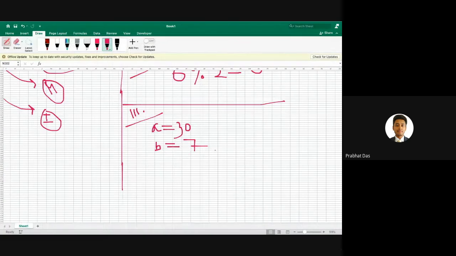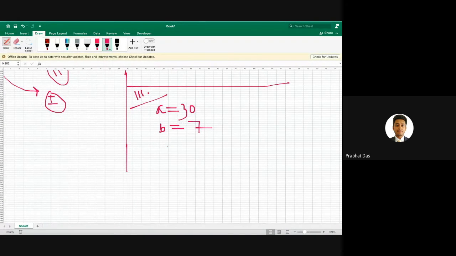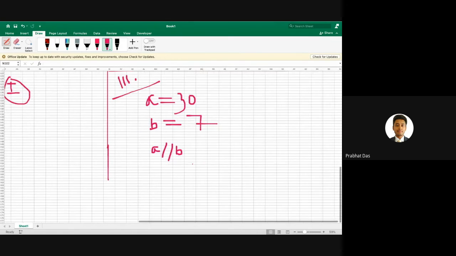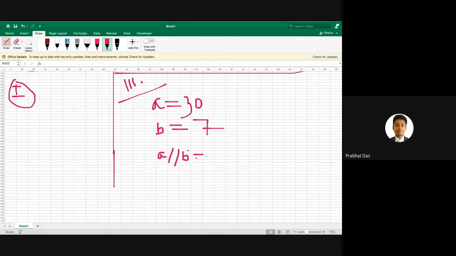Okay, so in floor division, if we perform A by B, we need to use 2 forward slashes. It may look like parallel lines, so let us slant it a little bit more. Floor division, we generally use 2 forward slashes. So here we get the output to be only 4. It means that floor division will omit the values after the decimal point. Please try to understand.